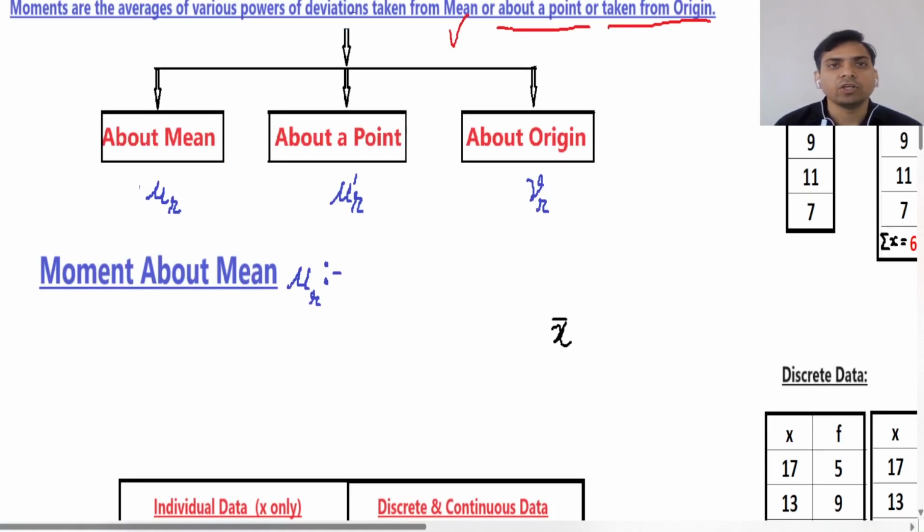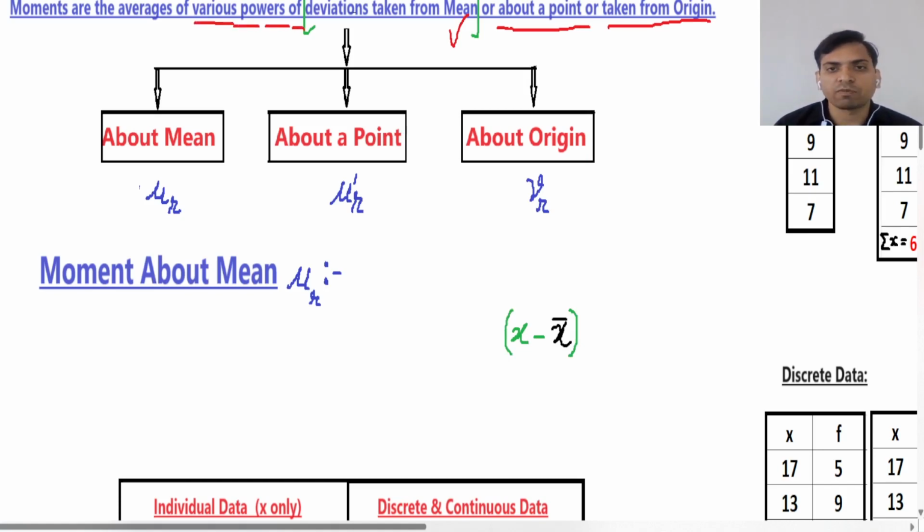This is mean. Now previous word in definition is deviation taken from mean. So deviation taken from mean means difference of all measurements with respect to mean. And then next thing is various powers of these deviations.